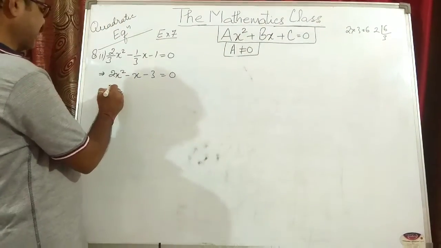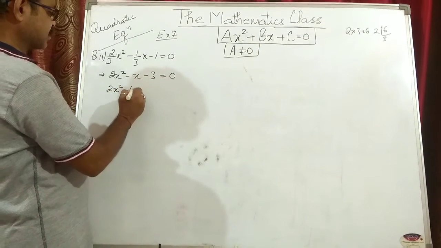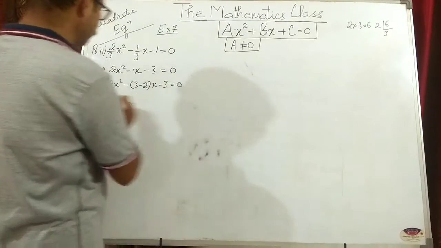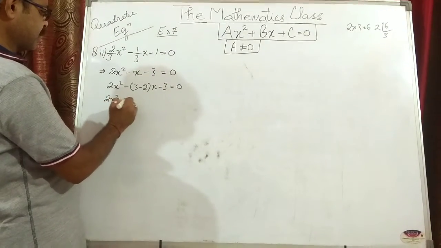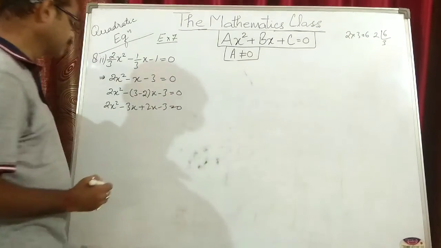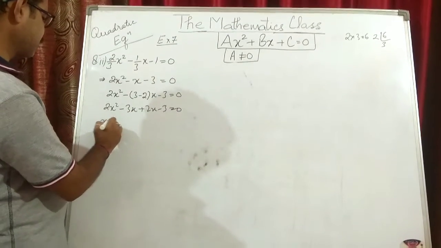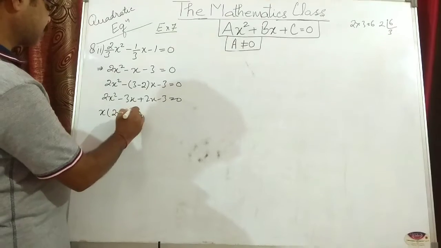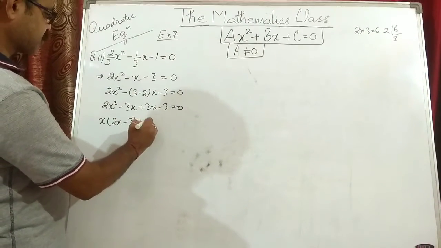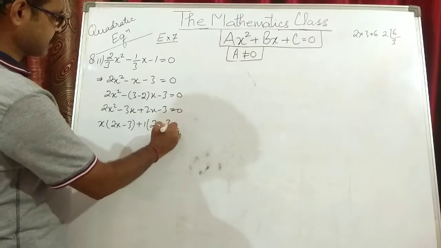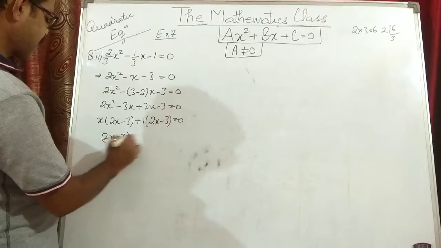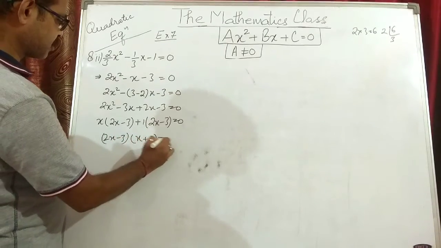So this can be written as 2x square minus 3 minus 2 into x minus 3 is equal to 0. 2x square minus 3x plus 2x minus 3 is equal to 0. From this you can take x common. You will be left with 2x minus 3. From this you cannot have anything common, but you can take 1 common. So plus 1 common, you are left with 2x minus 3 is equal to 0. So 2x minus 3 and x plus 1 is equal to 0.